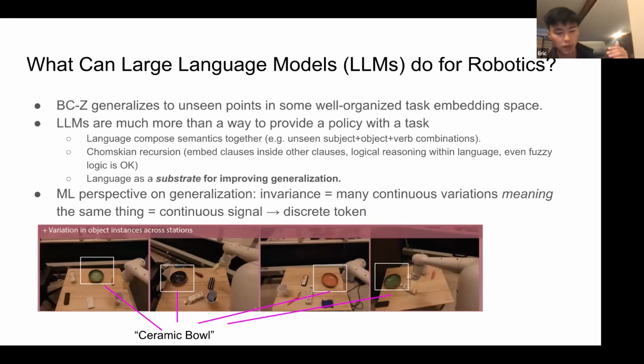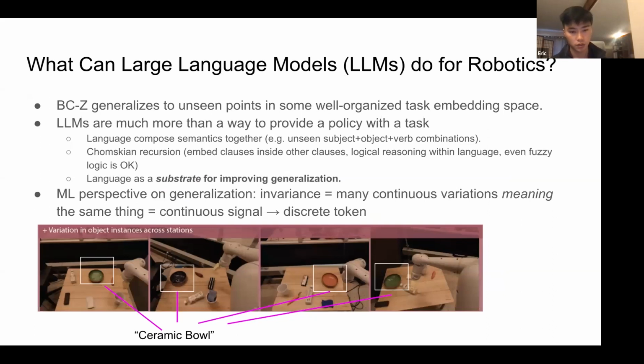So for example, maybe you can ask it to execute, pick up the leftmost object, and it has to reason about what leftmost means. Or you can say, pick up the leftmost object only if it's not close to a red object, and then it would have to be able to handle embedding clauses inside of other clauses, the way that Chomsky says that you can embed an infinite amount of information inside of language.